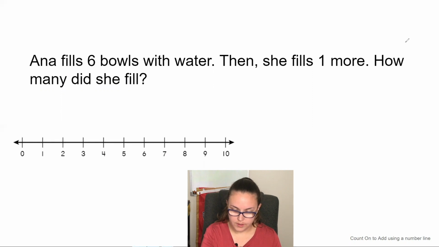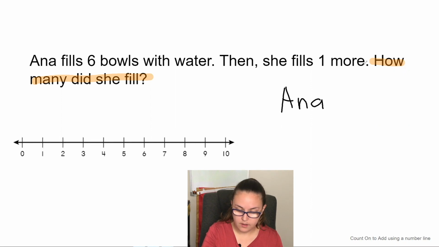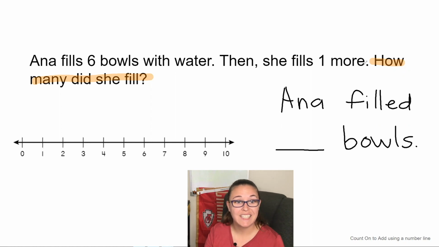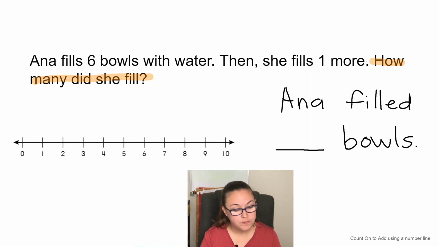Okay. Well, our first step is always to take the question and turn it into a statement. So let's find our question. How many did she fill? So our statement is going to say, Anna filled blank bowls. Remember that blank is there because we don't know how many she has filled yet. We are trying to solve for that.